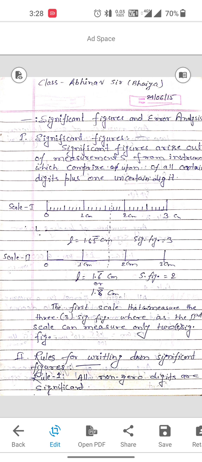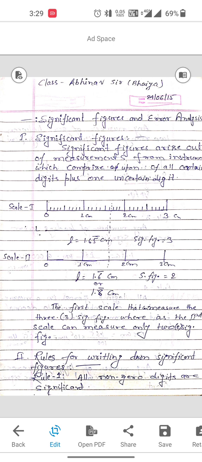Significant figures arise out of a measurement from an instrument, and comprise all certain digits plus one uncertain digit. As you can see in this scale, there is 1 centimeter, 2 centimeter, 3 centimeter, and we are measuring a line whose length is 1.65 centimeter. Here the significant figures are 3.